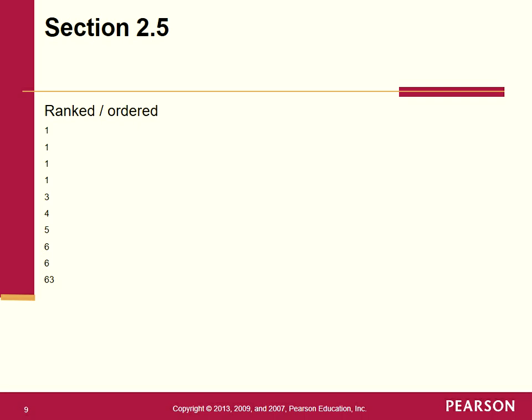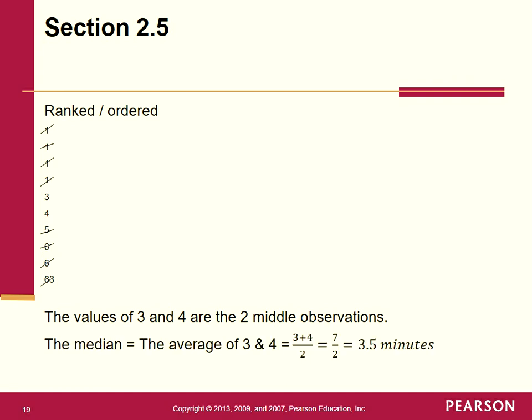So if I had to go find the median based upon this data right here, I would just cross out the 1 with the 63, the smallest with the largest, and just keep on going. 1 with the 6, 1 with the 6, 1 with the 5, and what are we left with? 3 and 4, right? The values of 3 and 4 are the two middle observations. So what are we going to do? We're going to average those two numbers, and we get 3.5 minutes.